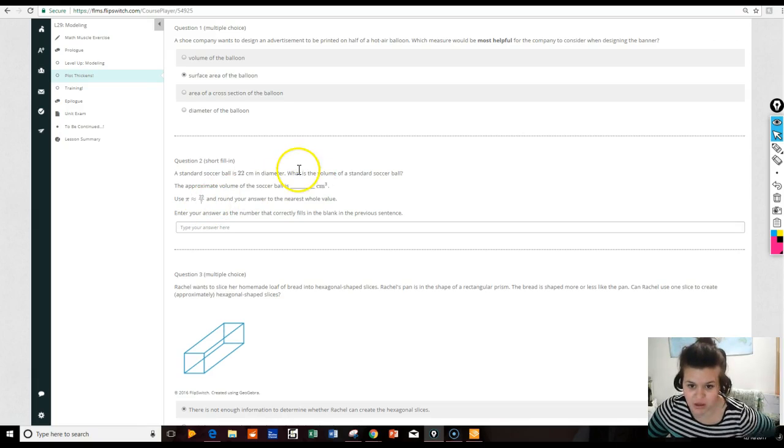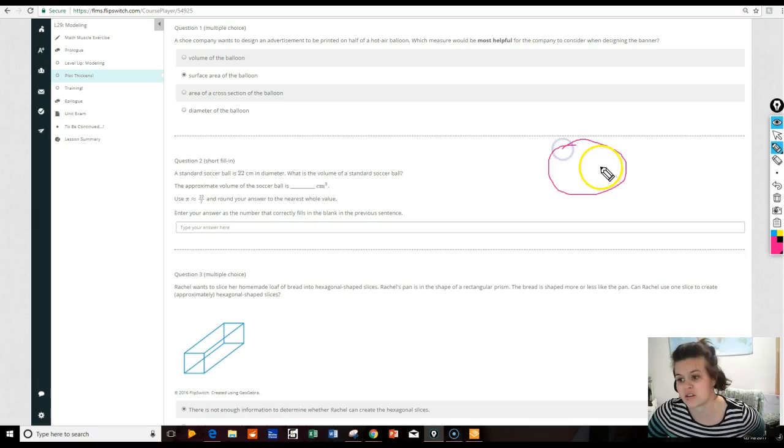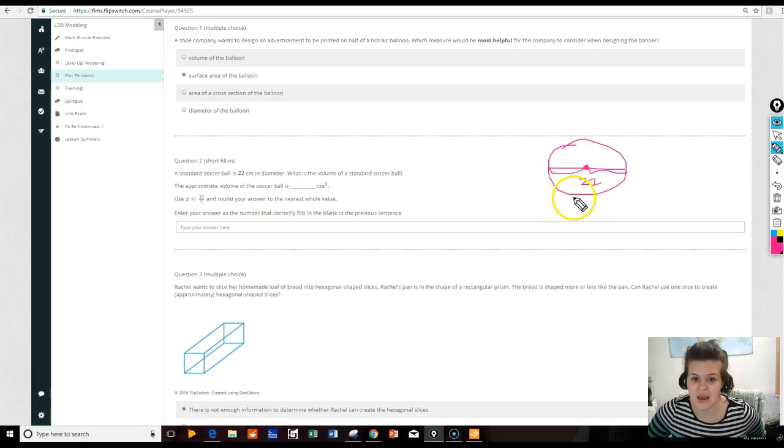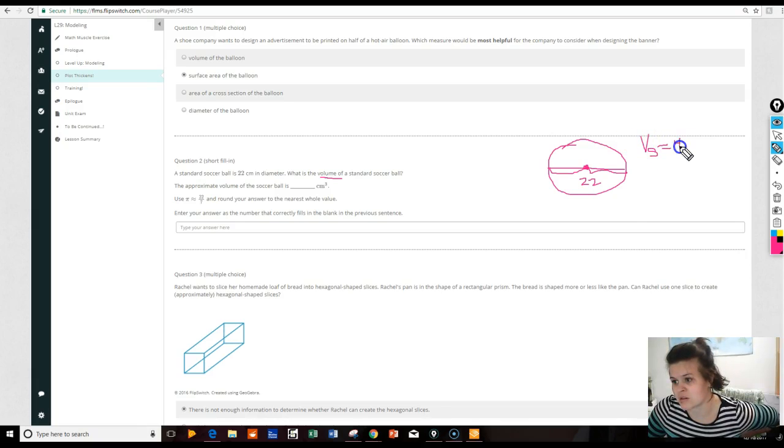Question 2. A standard soccer ball is 22 centimeters in diameter. What is the volume of a standard soccer ball? Okay, so I'm going to use a spherish looking thing to demonstrate. Diameter would be 22, so this entire length right here is 22 centimeters in diameter. And the volume of a sphere is what I'm going to use to approximate that. So the volume of the sphere is equal to 4/3 pi r cubed.